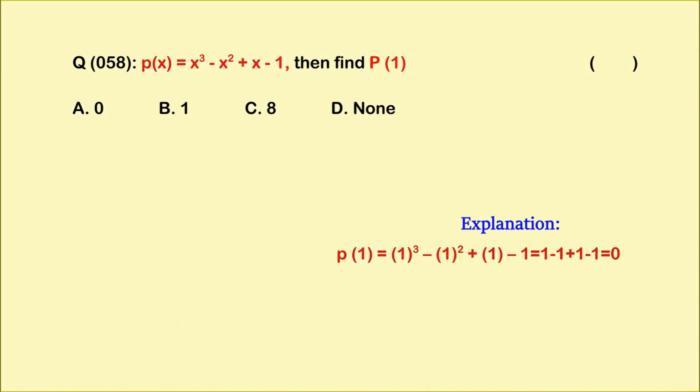Question number 58. P of x is equal to x cube minus x square plus x minus 1. Then find P of 1. If you substitute 1 in place of x, we get 1 to the power of 3 minus 1 square plus 1 minus 1. So plus 1 minus 1 and plus 1 minus 1 get cancelled. So we get 0. So the right answer is A.